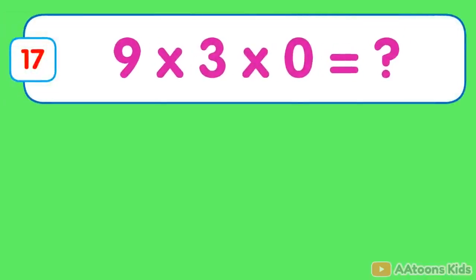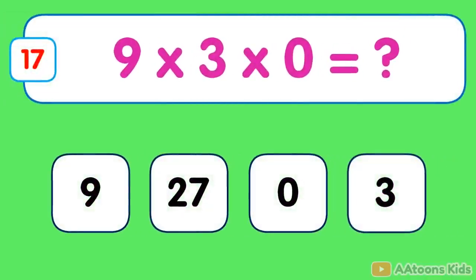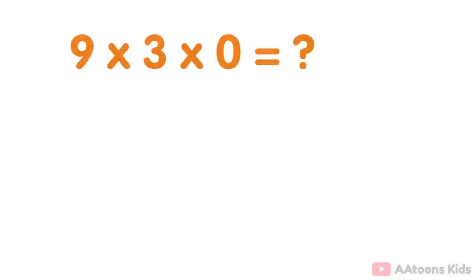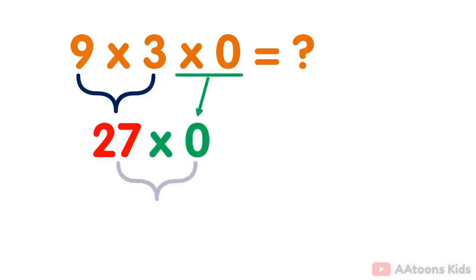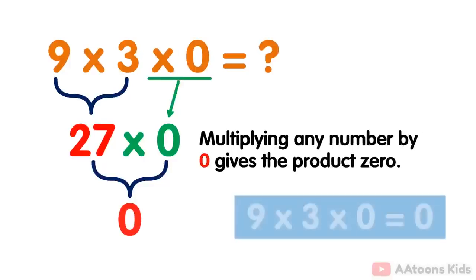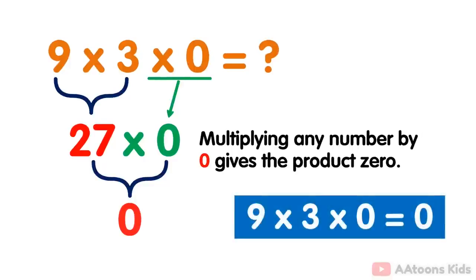9 multiplied by 3 multiplied by 0. 0. Simply multiply the numbers 9 and 3, which equals 27. Then you multiply the result 27 by 0. Multiplying any number by 0 gives the product 0. Therefore, the answer to 9 multiplied by 3 multiplied by 0 is 0.